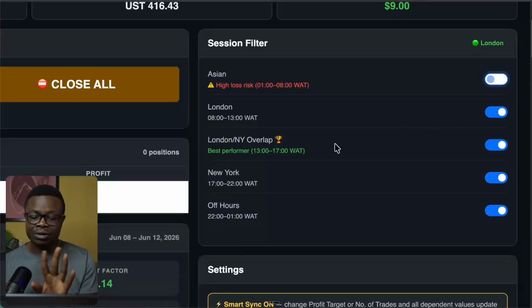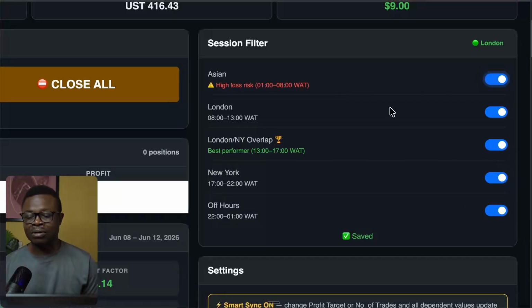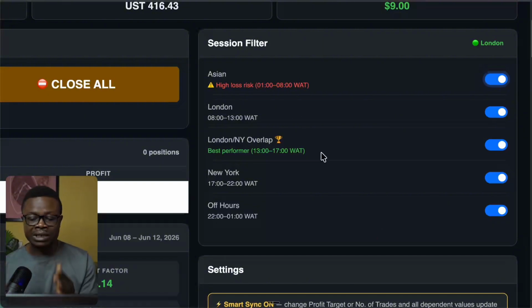So any of the sessions that you don't want to trade, if you want to trade the London New York session overlap, you can just go ahead and turn everything off and then turn this one on. If I want to trade the Asian session, I just go ahead and turn it on. Even if you deploy this to a VPS server where it runs 24/7, as long as you turn any of these off, it will not trade during that session. Currently, we are in the London session, so it's not going to trade until it gets to the session that you turned on. That is the only session it's going to trade.